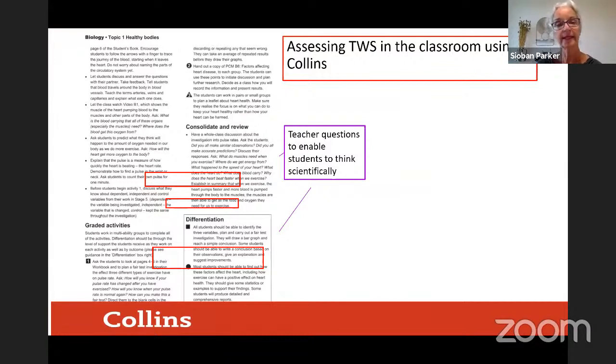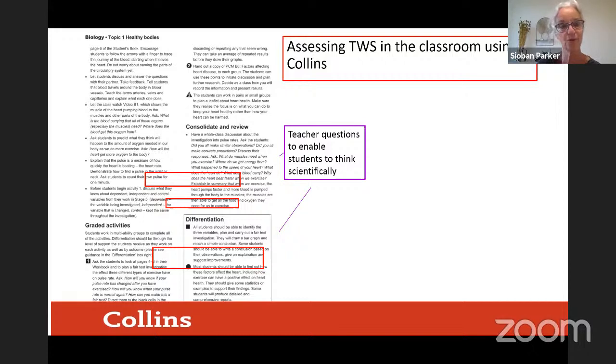Next, thinking about assessing TWS in the classroom. We have to monitor the development of this important skill or strand. As you teach, you want to make sure your learners acquire the basic skills so that later on they can apply them in more complex situations.